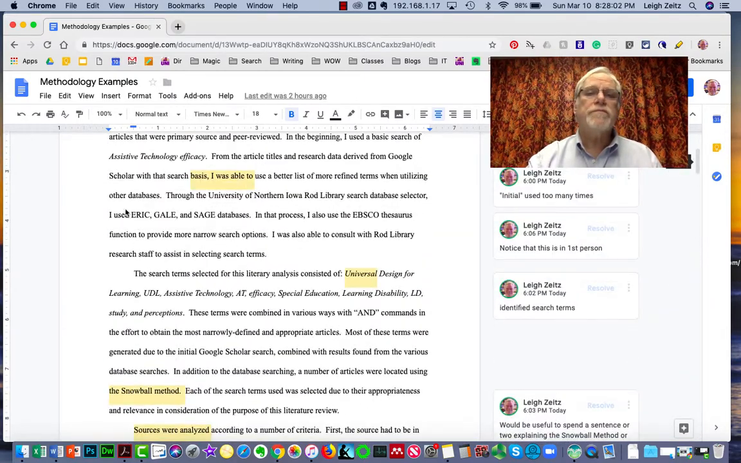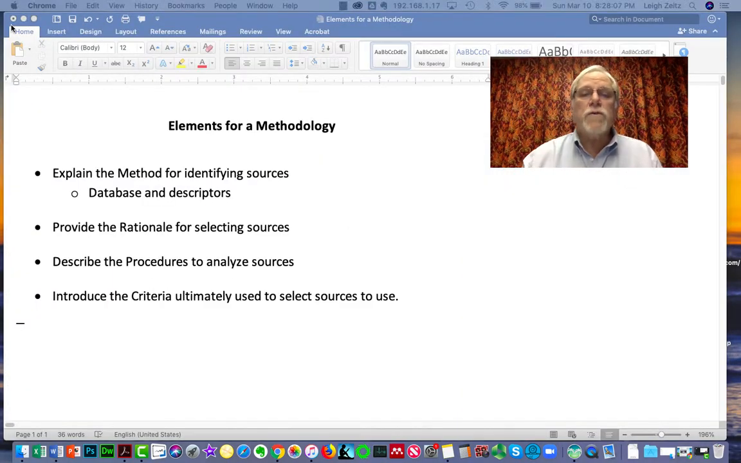So that's what we have. Those are the elements of a methodology. It's not a huge part of your review, but it is indeed important. It's important that your reader feels that you did a thorough job in your research, and so I'm sure you're going to do a great job doing that.